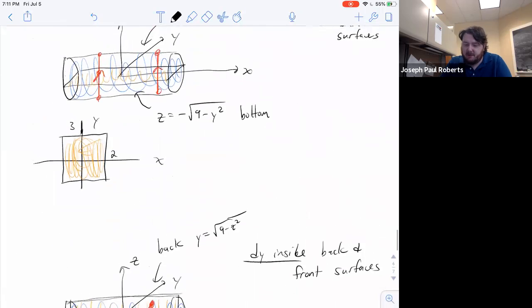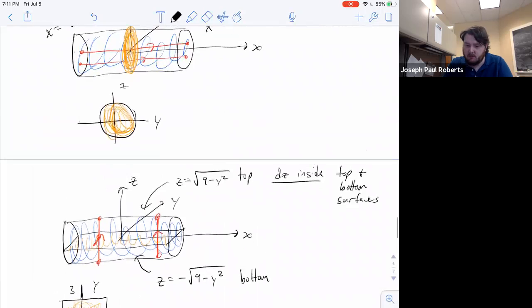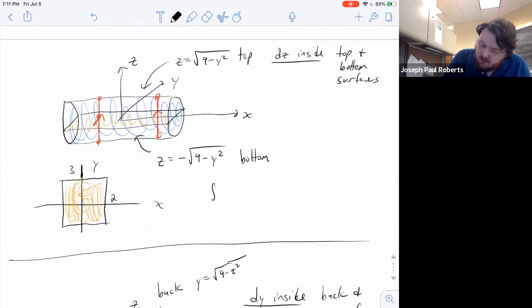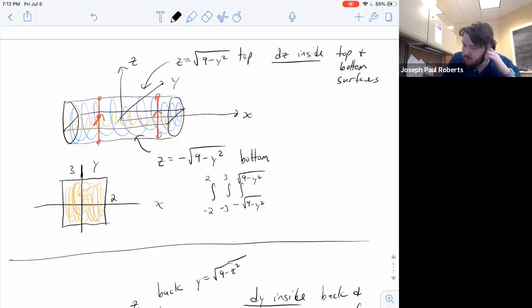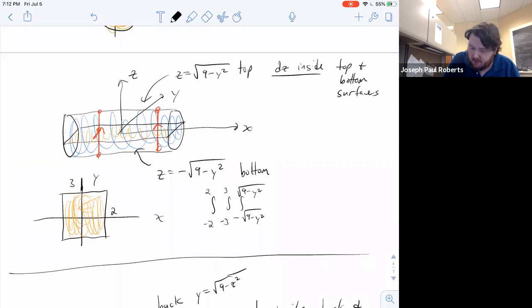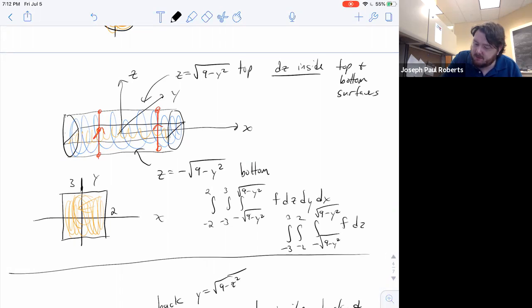And then I get the same kind of thing for dz inside. It would be minus square root 9 minus y squared to square root 9 minus y squared. And then I could do x on the outside, y in the middle. So f dz dy dx. Or I could do minus 3 to 3, minus 2 to 2, minus square root 9 minus y squared to square root 9 minus y squared f dz dx dy.